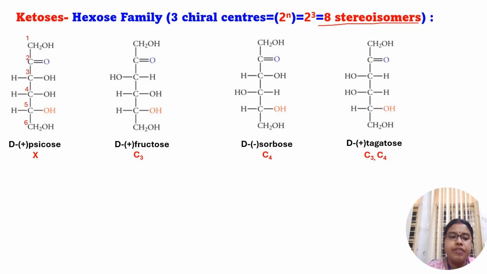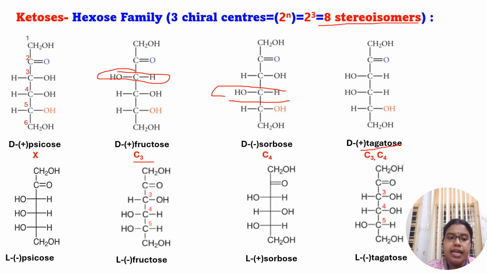If we take psicose as a reference, we can again get fructose, sorbose and tagatose. With respect to psicose, for D-fructose the only changing position is C3. Other than C3, all the other carbon orientations are the same. With respect to psicose, the only changing position is C4 for sorbose, and both C3 and C4 positions are changed for tagatose. All are D isomers, that's why in all the cases the C5 hydroxyl group is on the right-hand side.